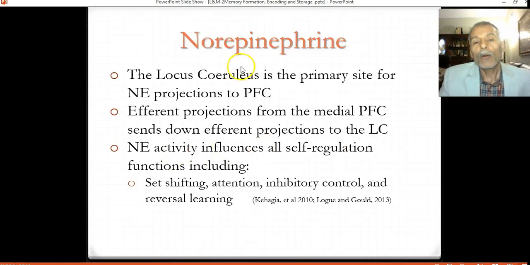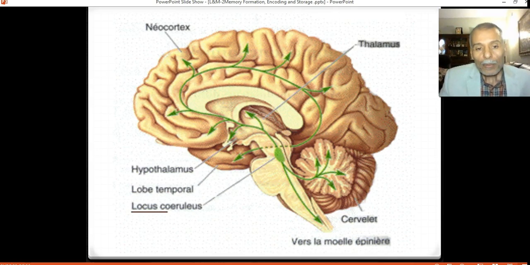So the activity of norepinephrine is very important. The activity influences all self-regulation functions, including set shifting, attention, inhibitory control, and reversal learning. You need norepinephrine for these skills. And this is a pathway. The locus coeruleus is in the brainstem, and you can see how the pathways continue and go to just about the entire cortex, even the cerebellum.